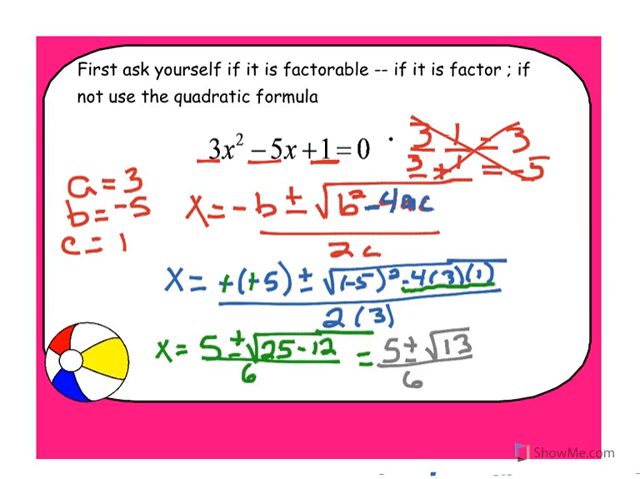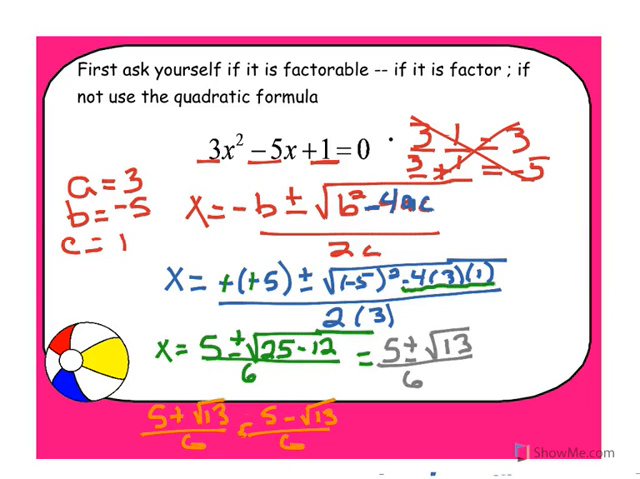So now we have two ways. We can write this as 5 plus radical 13 over 6, and we can write it as 5 minus radical 13 over 6. So you will need to find out if the question asks for your answer to be written in radical form, then you leave the radical signs. If the answer asks to be written in decimal form, here's where you need to take your calculators.